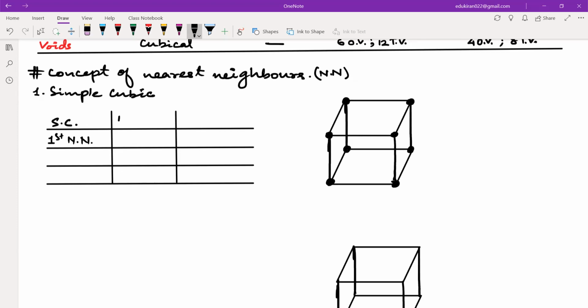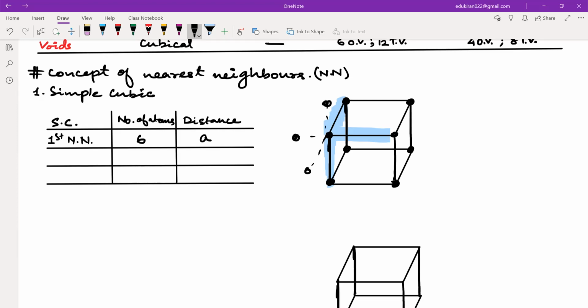So how many are there? Number of atoms, this will be how much? 6, and the distance between these atoms will be, what will be the distance? Which distance is this? This distance will be A. Right? This also is distance A, and this distance is also A. So the distance between all of these atoms will be A. If you remember, the other atoms are here, here, and here. So these are the 6 atoms that are nearest neighbors.